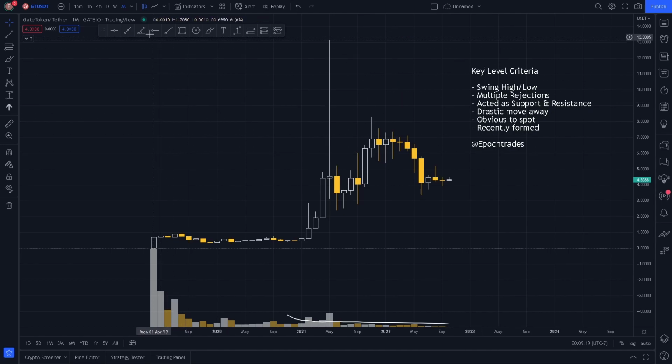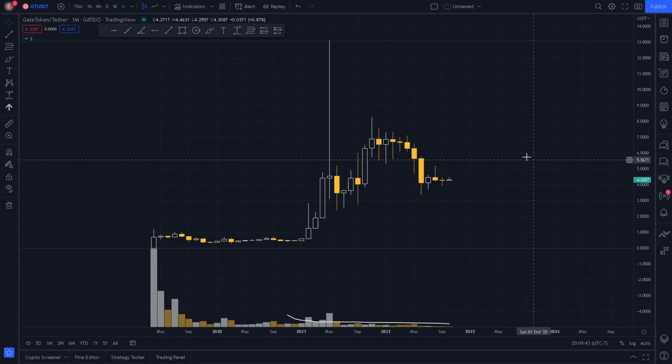Today we're going to be covering key levels on the higher time frame for Gatetoken. So, as always, our key level criteria. What we look for is swing highs and swing lows, multiple rejections, acted as support and resistance, drastic moves away, obvious to spot, and recently formed. So let's go ahead and jump right in.